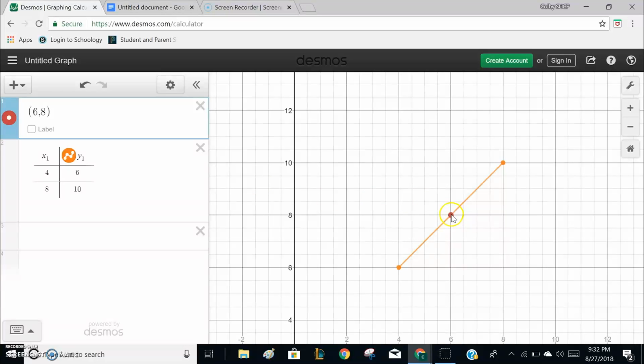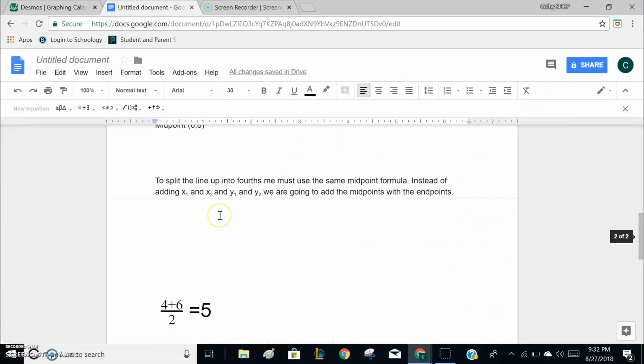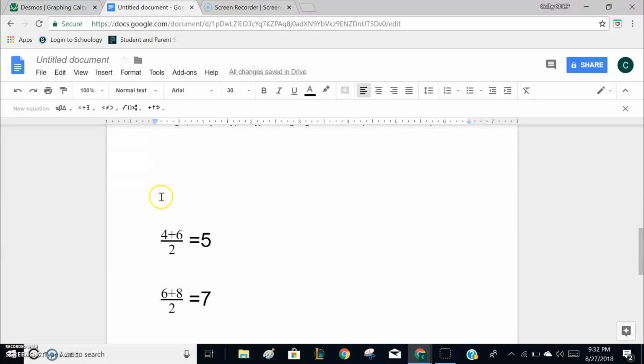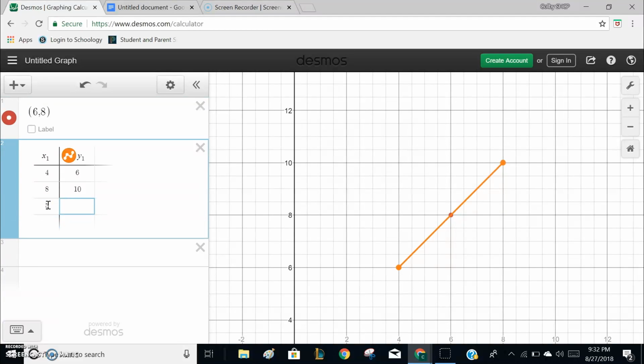And here is our midpoint right here. Now, to divide it into fourths, we're going to add the midpoints with the endpoints instead of just adding the two endpoints together. So our first two equations right here, 4 plus 6 over 2 and 6 plus 8 over 2 will give us 5, 7. So our first point here will equal 5, 7. And that is our first point on the line segment right here.